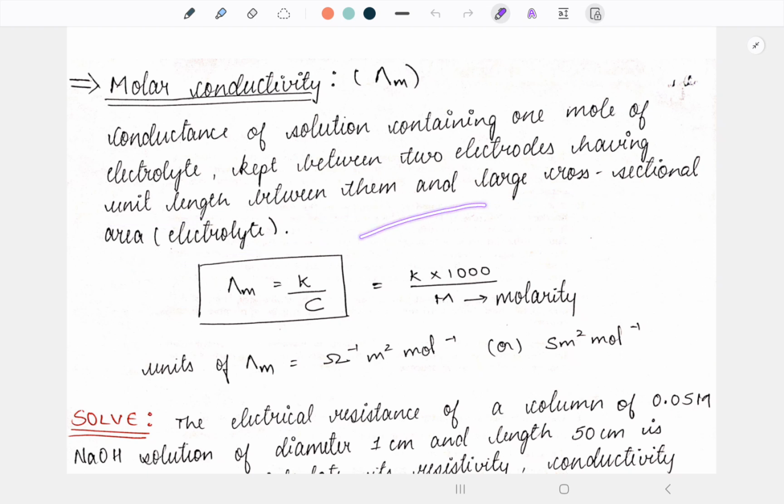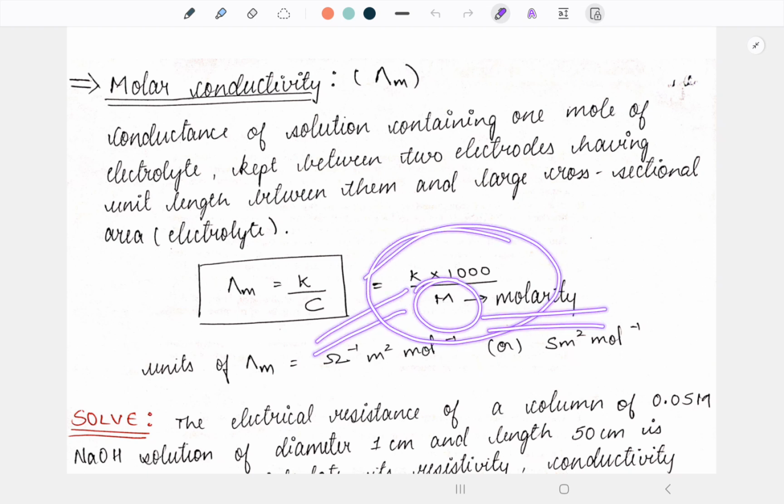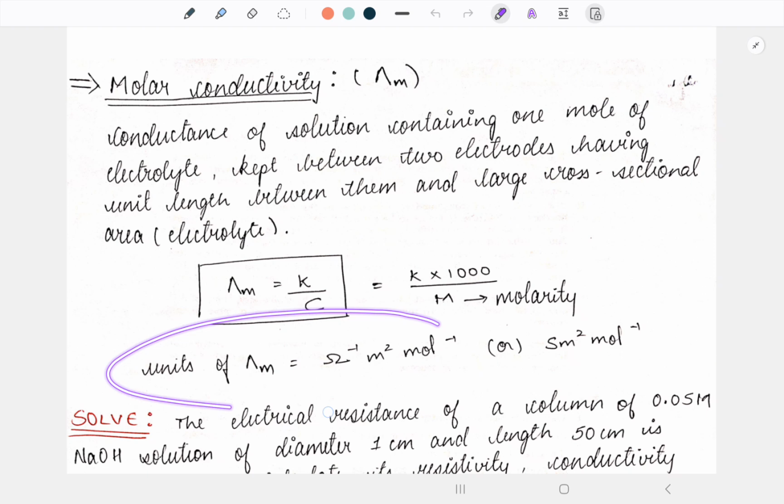In other words, molar conductivity is the conductance of the electrolyte kept between the electrodes of a conductivity cell at a unit distance but having the area of cross-section large enough to accommodate sufficient volume of solution that contains 1 mole of electrolyte. It is represented by this symbol, and the formula is K by C, which can be written as K into 1000 by M, where M is the molarity. The units of molar conductivity are as follows.